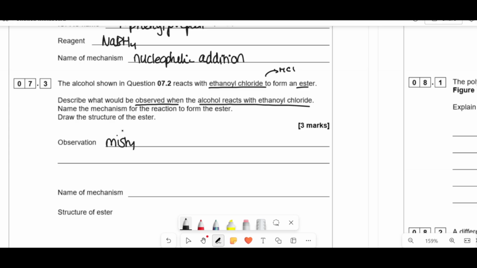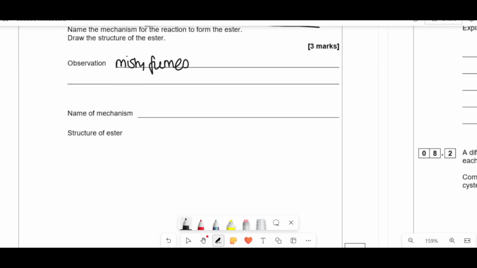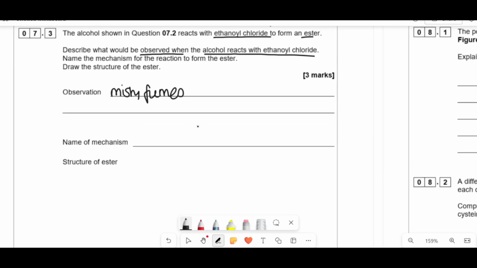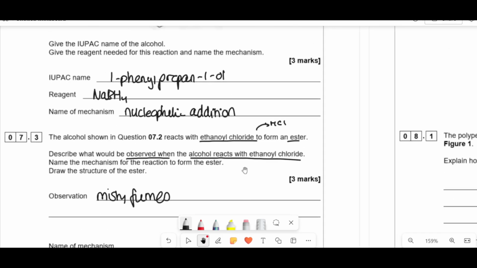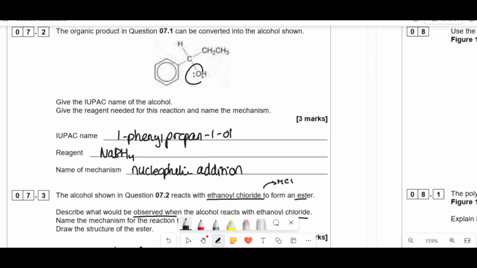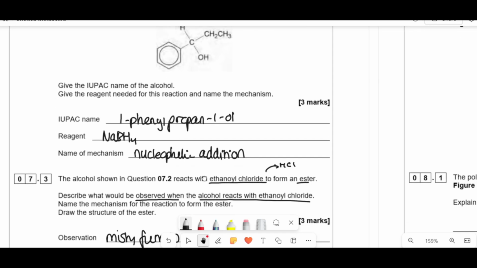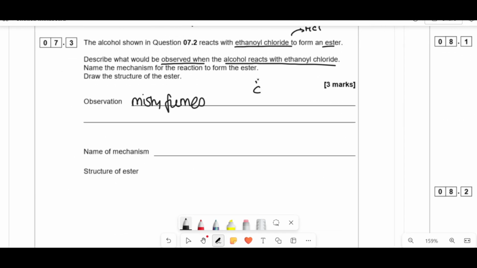You will see misty fumes. The mechanism by which this happens is that we are adding on this alcohol, because there's a lone pair on this oxygen, which then binds to the carbon in the acyl chloride that's deficient. If something's going for a deficient carbon and giving it electrons, it's nucleophilic, so we know it's at least that. But at the same time, it's being added on, and it has to boot something else off. So it's nucleophilic addition-elimination.